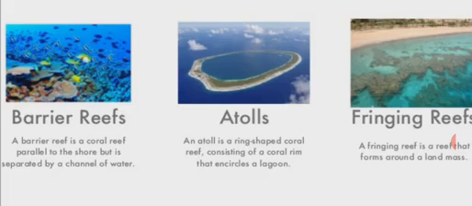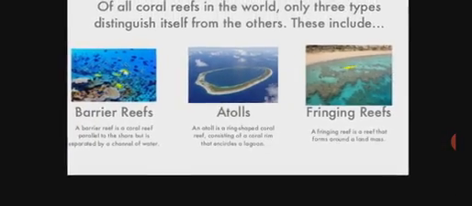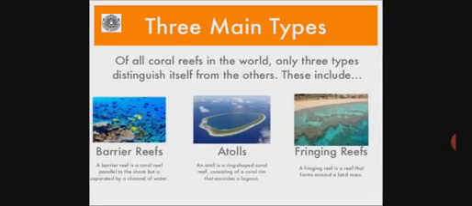Coming to atoll reefs, an atoll is a ring-shaped coral reef consisting of a coral rim that encircles a lagoon. You see that kind of lagoon structure of marine water in the center of this atoll reef. And the third type is fringing reefs. A fringing reef is a reef that forms around a land mass. So a land mass is there in the middle of the type of coral called a fringing reef.